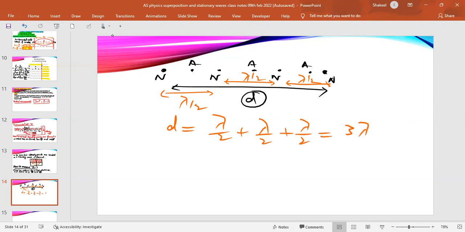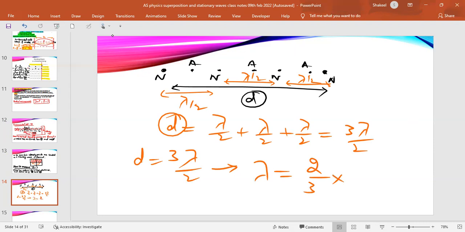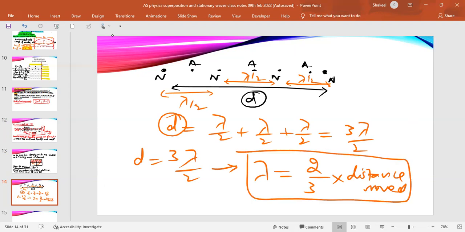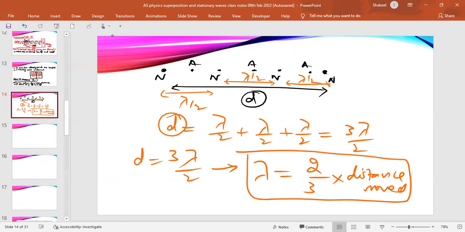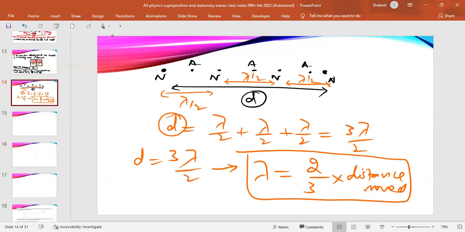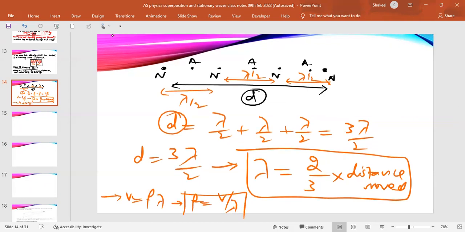So it is equivalent to 3 lambda by 2. As this distance would be known, distance is 3 lambda by 2. So you can make lambda the subject. So it is 2 by 3 into the distance moved. So that's how you can find the lambda. And once you get the lambda, you can find the frequency easily by using the wave equation, V equals F lambda, and F equals V by lambda. So doing that, you can find the frequency of that wave as well.